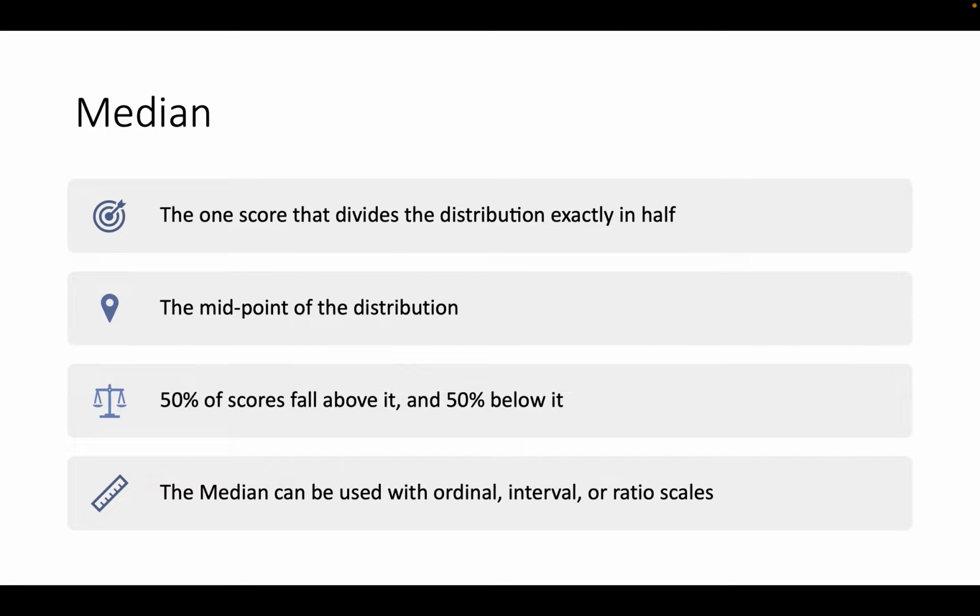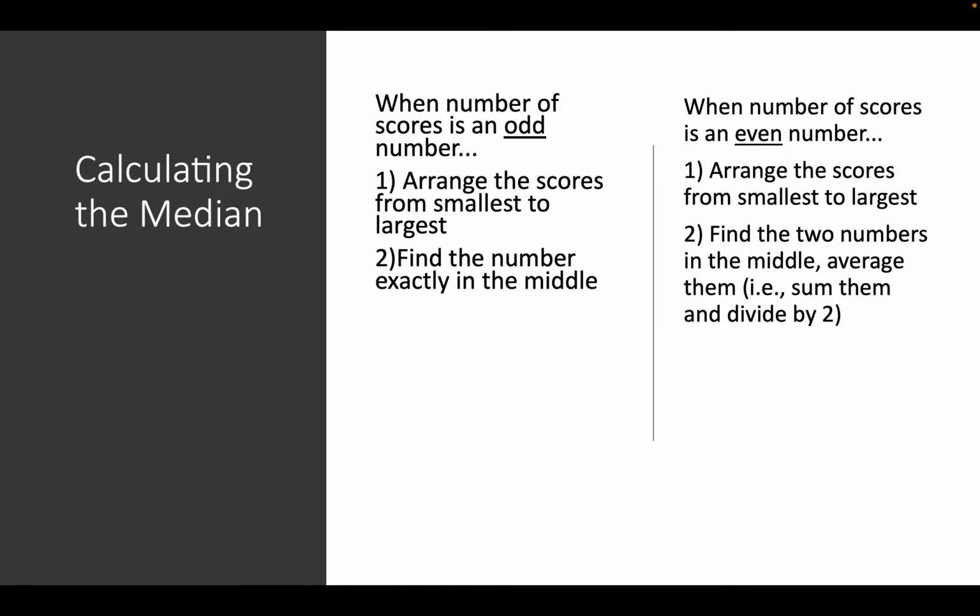And the median can be used with ordinal, interval, or ratio scales. So calculating the median is very simple, just like calculating the mode. If you have an odd number of data points, then you arrange them smallest to largest and find the number exactly in the middle. So for example, the numbers 1 through 7, your median is going to be 4.